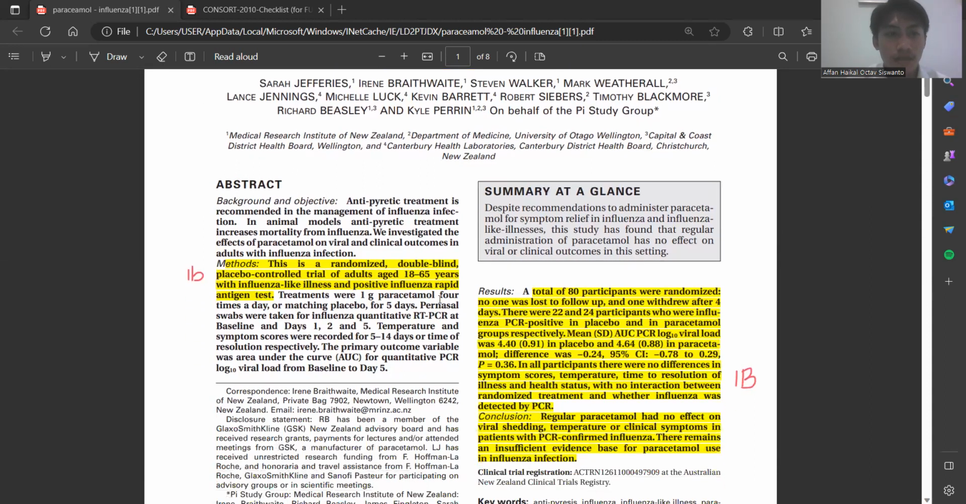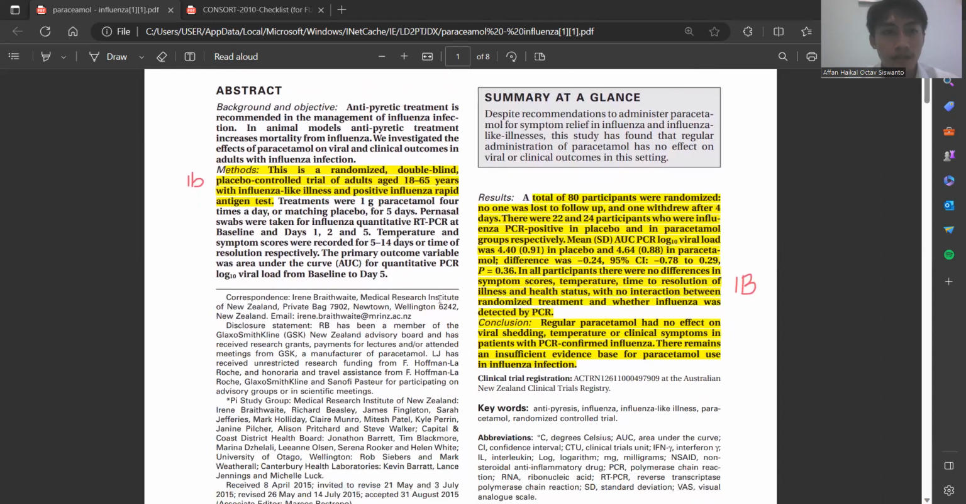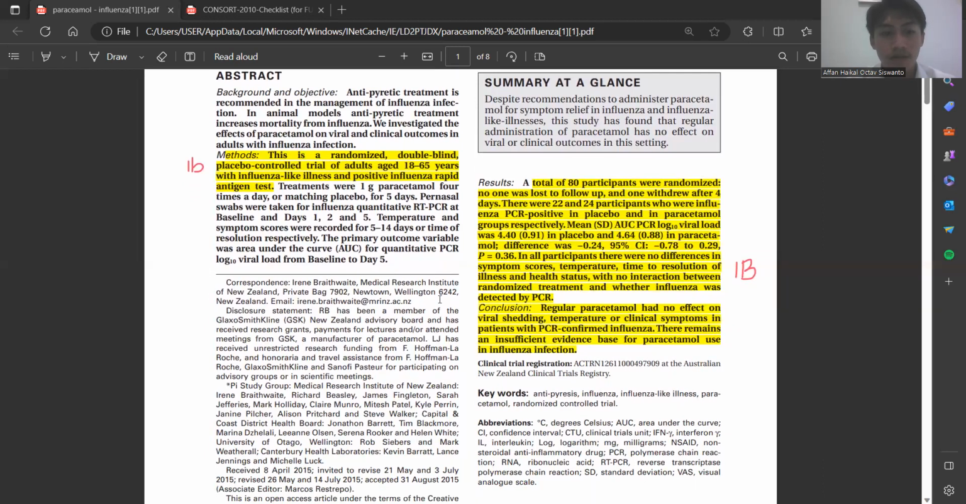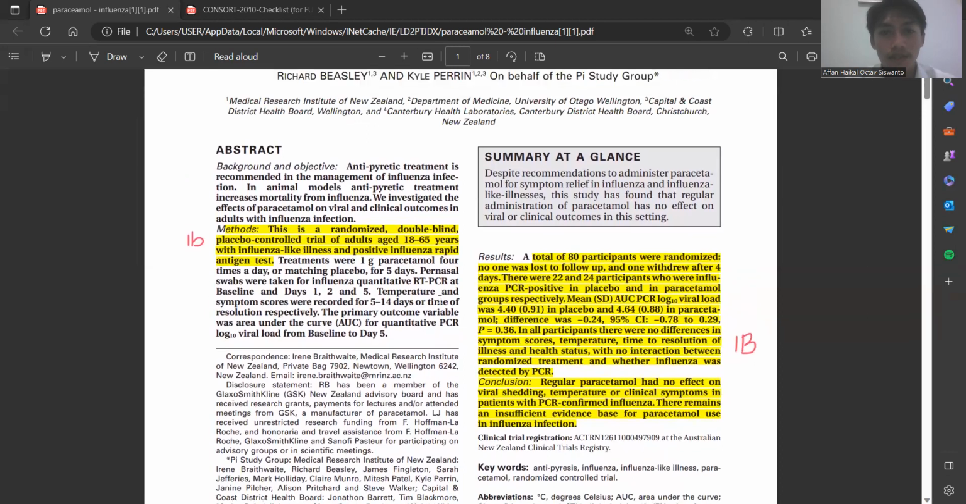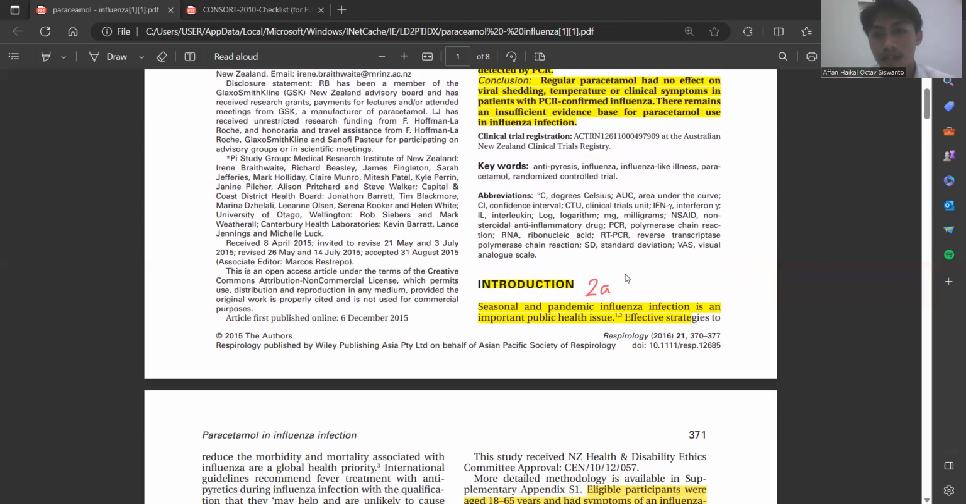Okay, the next item is 1B, that is the structured summary of trial design, methods, results, and conclusions. So we get here, there are the methods, results, and conclusion in the abstract.